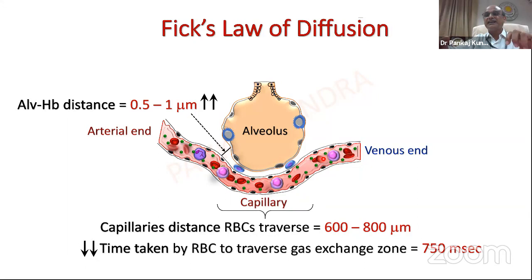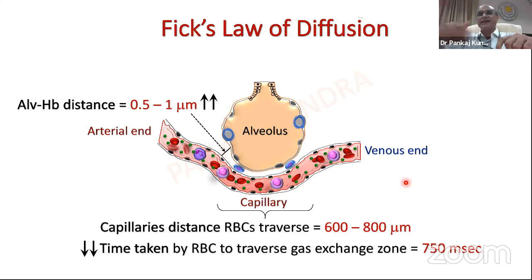So that's the thing which we must remember when we talk about these factors, how the diffusion occurs. This distance, if you see, is likely to increase if there is interstitial edema, if there is collapse of the alveoli, or the alveoli are filled with some sort of fluid, right? So that is what will happen if distance is increased. What about the traversing time?